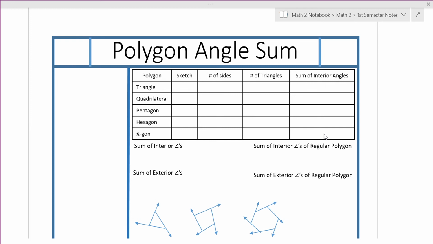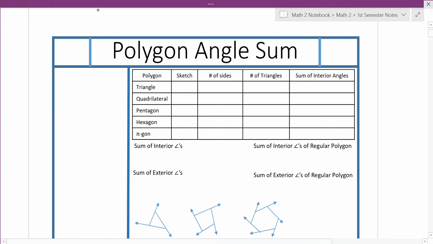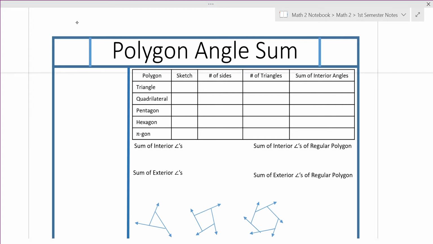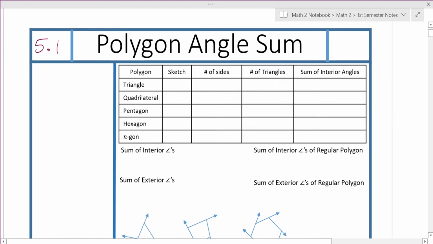All right, here are our 5.1 notes, you guys. We're talking about polygons here. So as we mentioned before, we are working with shapes a lot in this next unit. So the first section here, 5.1, we are talking about polygon angle sum. So we're going to start, you guys, by sketching each of these shapes.